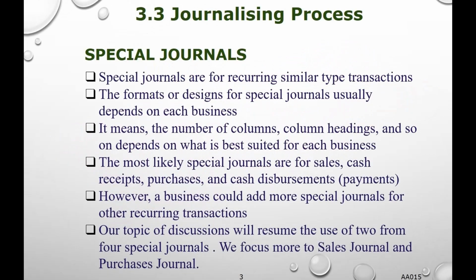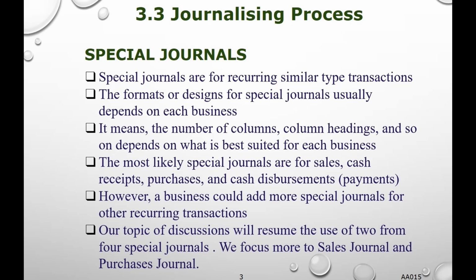3.3 Journalizing process. Special journals. Special journals are for recurring similar type transactions. The formats or designs for special journals usually depend on each business. It means the number of columns, column headings, and so on depend on what is best suited for each business. The most likely special journals are for sales, cash receipts, purchases, and cash disbursements, payments. However, a business could add more special journals for other recurring transactions.